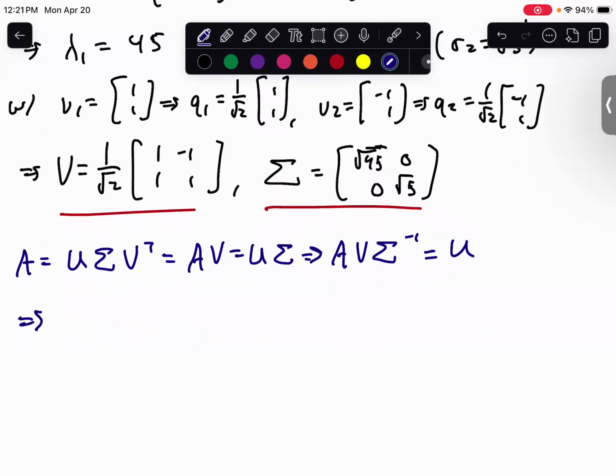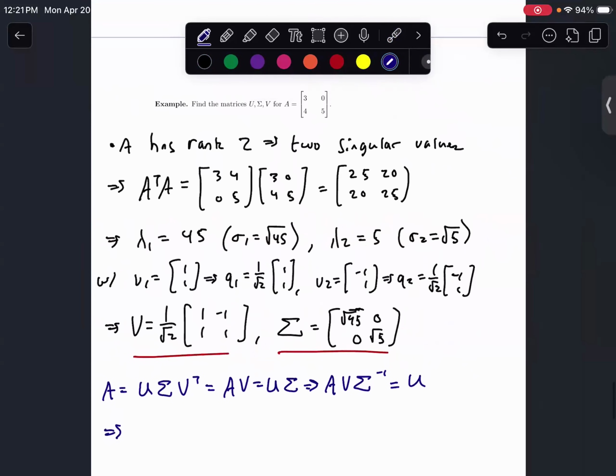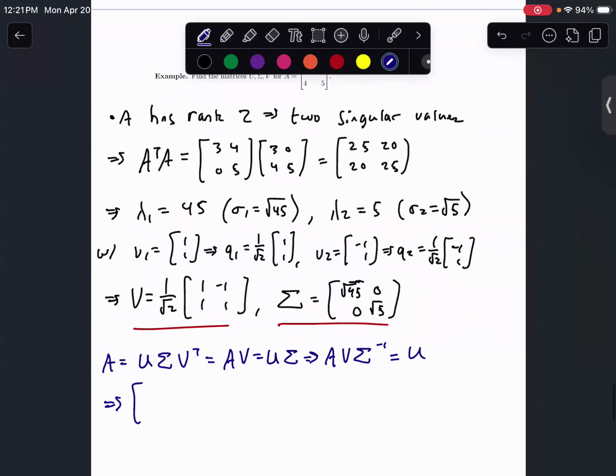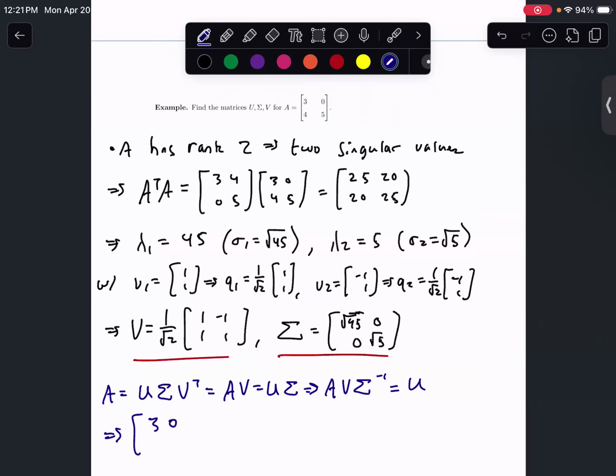So I'm just going to do A times V times sigma inverse. So A is equal to 3, 0, 4, 5. We had V was equal, so I'm going to bring this 1 over the square root of 2, and then you have 1, -1, 1, 1. And then multiplied by sigma to the -1 power. Sigma to the -1 power is just taking these numbers and then doing 1 over. So you take the reciprocal. So this is going to be 1 over the square root of 45, 0, 0, and then 1 over the square root of 5.